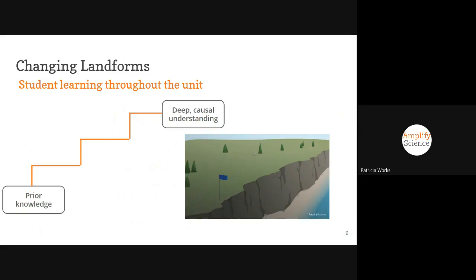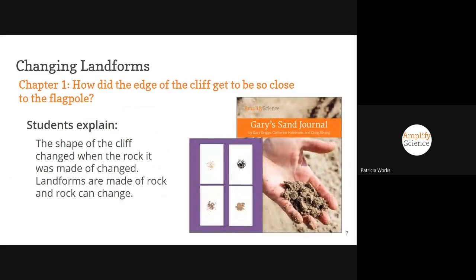But remember, in every chapter, and indeed every lesson, students gather evidence multimodally from many different sources. In Chapter 1, students investigate the question, how did the edge of the cliff get to be so close to the flagpole? And they learn that landforms can change. Key evidence sources include information gained from reading Gary's Sand Journal.